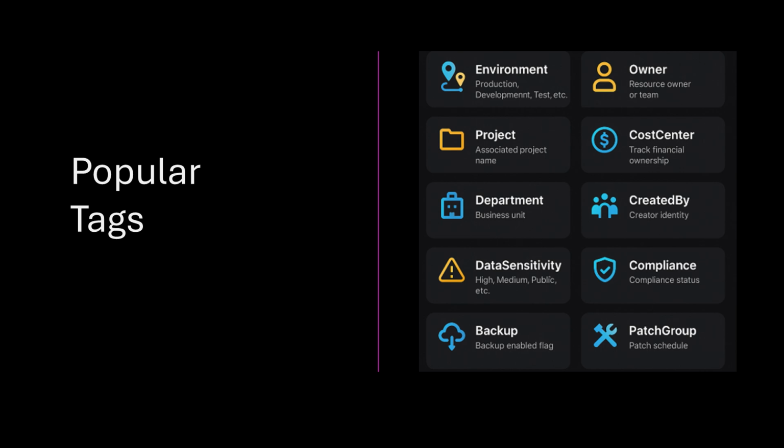Avoid using free text or inconsistent values. Instead, enforce a controlled vocabulary to minimize errors and improve reporting accuracy. For example, choose between production or prod, not both. Ultimately, tagging only delivers its full value when it is applied consistently and maintained over time. So make it part of your regular governance hygiene. Let's get on the Azure portal and see tagging in action.